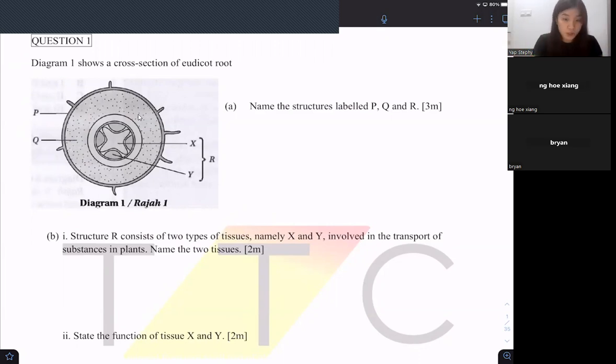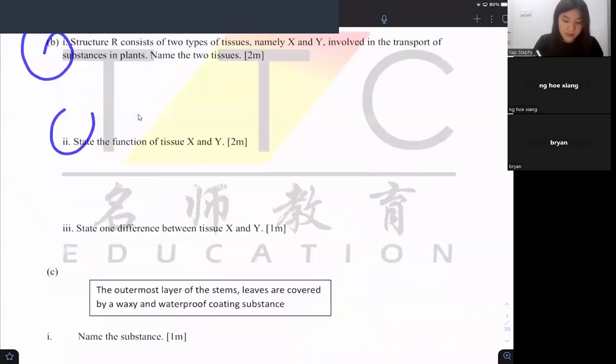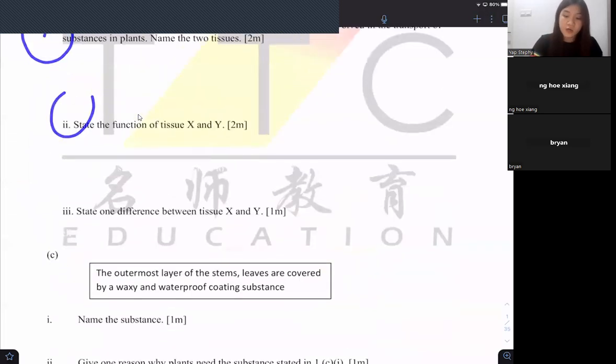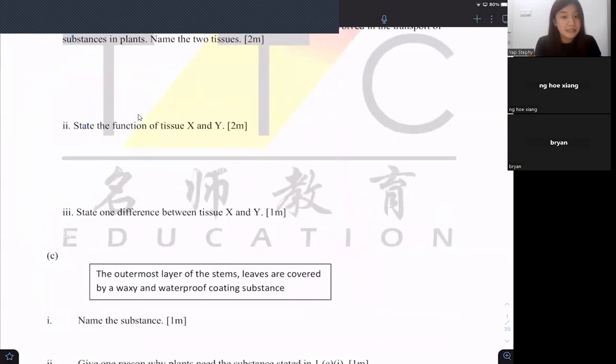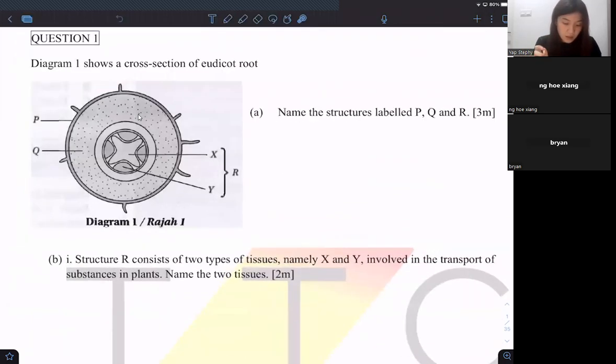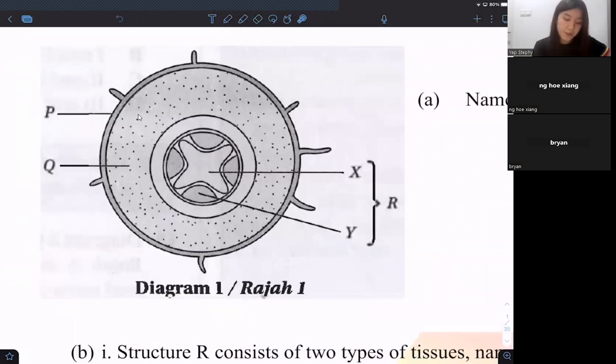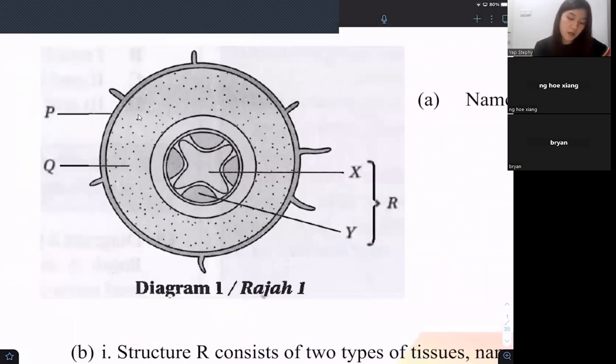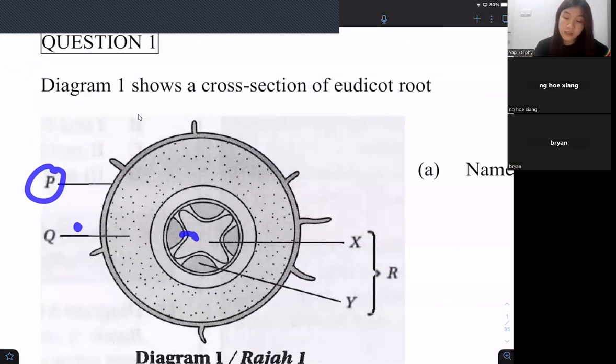Because normally for one question, they have A, B, C, D, E. Sometimes in the question below, they will give you the hints. For example, maybe they will ask you like this: what is the difference of the structure P in the stem and the root? So actually this one is a hint, okay? Because it shows you already, this one is a root.